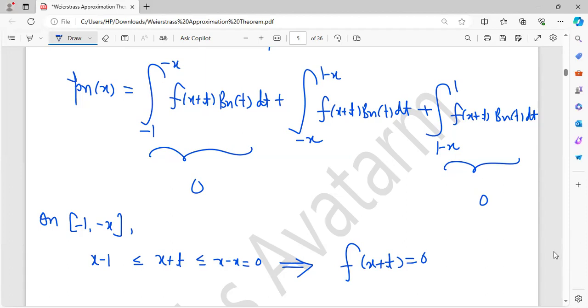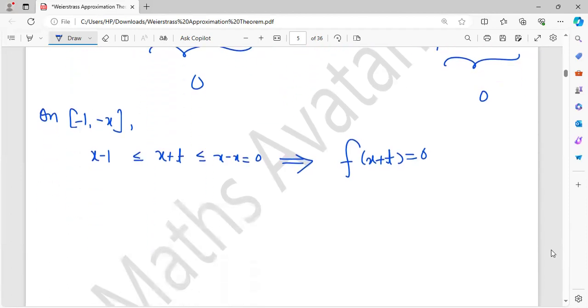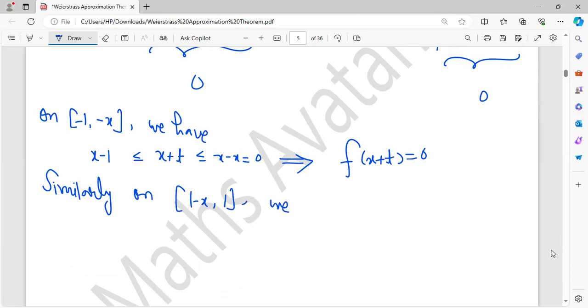Similarly, on 1 minus x to 1, we have x plus t. What is this? I will put the minimum value, 1 minus x. So what I will get?